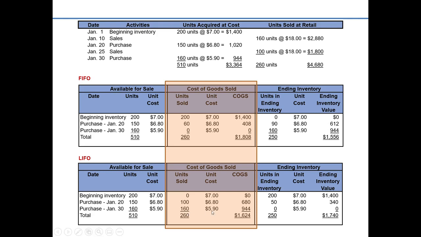Since costs are falling, that's going to be the cheapest prices, the lowest prices. So therefore, cost of goods sold is going to be the lowest. And if cost of goods sold is the lowest, gross profit is going to be the highest. If you can think through that pattern, even without seeing the numbers.